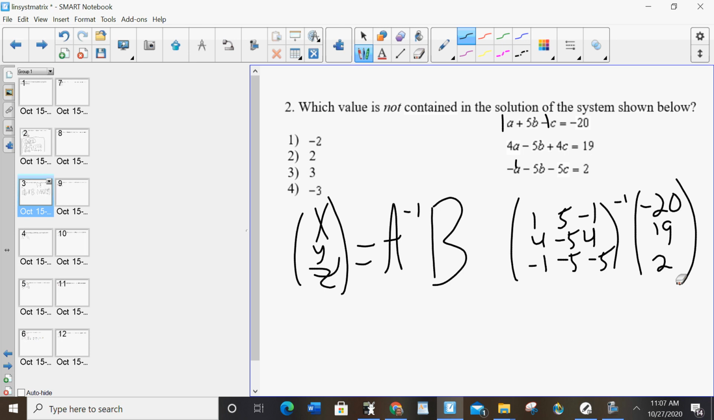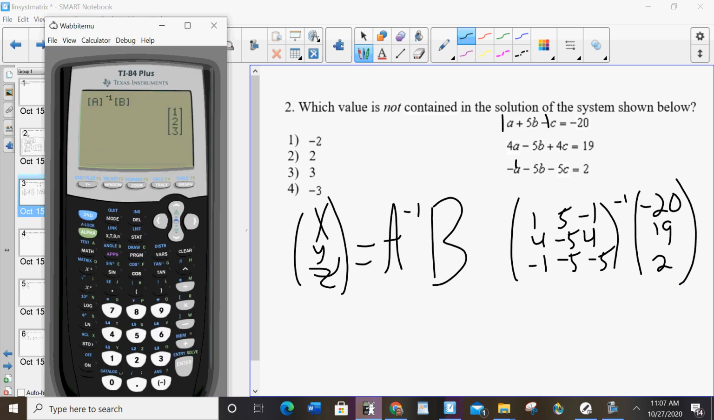There it is. So now I just need to type that into the calculator. Same procedure. And again, the more you type it in, the more comfortable you're going to get. Second matrix, edit. 3 by 3. Type in the coefficients. 1, 5, -1, 4, -5, 4, -1, -5, -5.